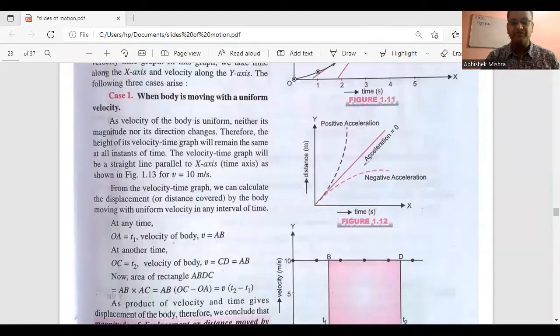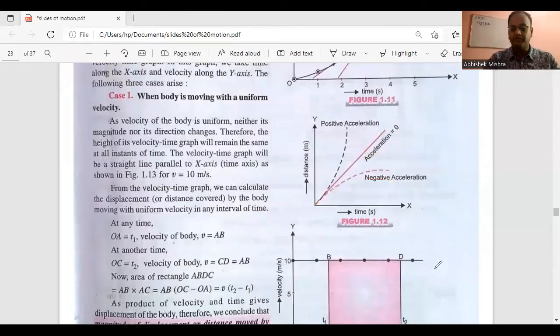And what are the three different situations? One is the positive acceleration, which on the upper part we have seen, where we are getting a curved line. When the acceleration is 0, that is when the body is moving in uniform motion, then it is definitely a straight line passing through the origin. On the other hand, when it is a negative acceleration, that is a retardation, then the slope, or we can say the graph, is in this form. Got it?